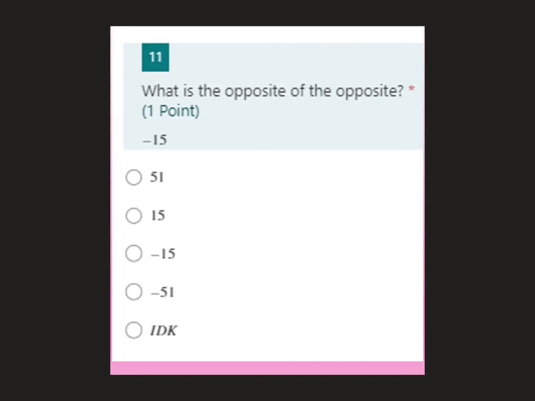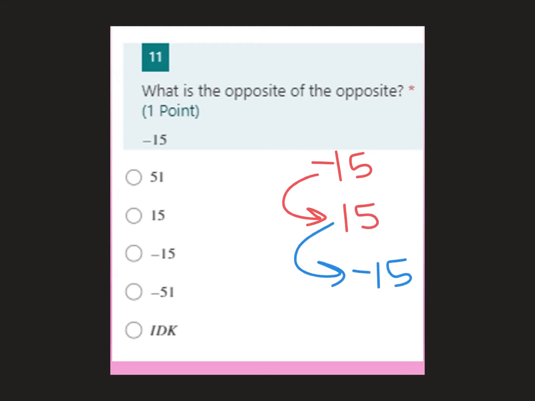All right, next one, what is the opposite of the opposite of negative 15? So a couple steps. If I'm starting at negative 15, the opposite of it would be positive 15, and then the opposite of that would lead me back to negative 15. So your answer here, the opposite of negative 15 is negative 15.